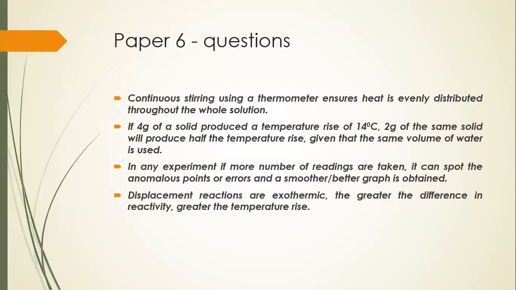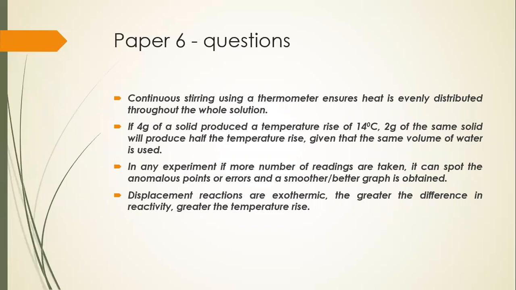And always stir continuously using a thermometer. Why are we stirring continuously? It ensures the heat is evenly distributed throughout the whole solution. Then if 4 gram of a solid produces a 14 degree rise, 2 gram in the same volume of water gives half the temperature rise. So there will be some calculation of this sort. And if they ask you, if there is one anomalous or inaccurate point, how can you avoid this? How can you make it more accurate?